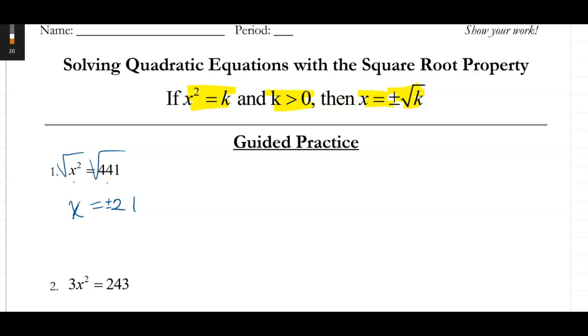And actually, that's a typo. Oh, no, it isn't. That's right. Never mind.